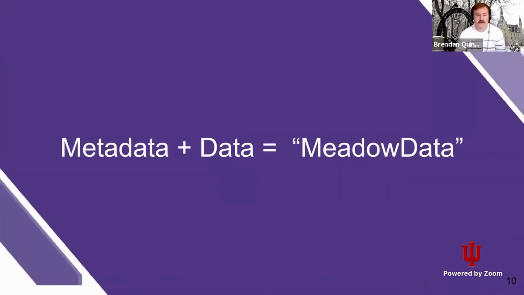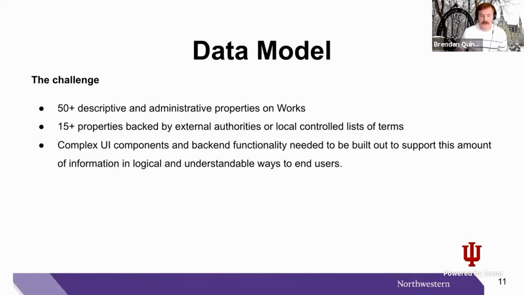So I'm going to change gears a little bit here and talk about Meadow data, which is kind of a joke we've had since the beginning of the project. So I'll talk a little bit about our data modeling. Our challenges: we have in our Hyrax application currently pretty complicated data models for our work records. We have 50 plus descriptive and administrative properties. We have many properties that are backed by external authorities and local authorities. And then we have complex UI components and functionality we need to support that glut of information to make it easy for our end users to see and manipulate.